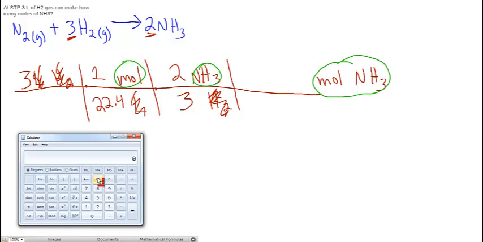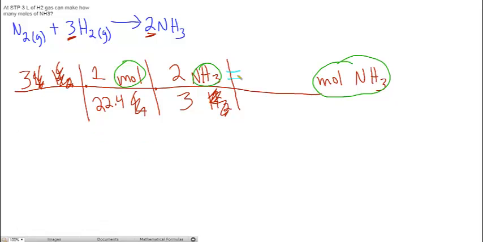How do we calculate? 3 times 1 times 2, divided by 22.4, divided by 3, equals. The answer should be 0.089 roughly. That is our final answer.